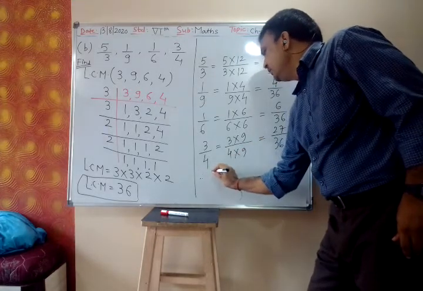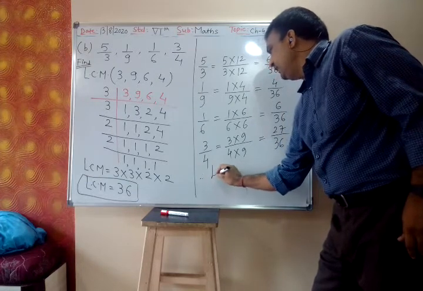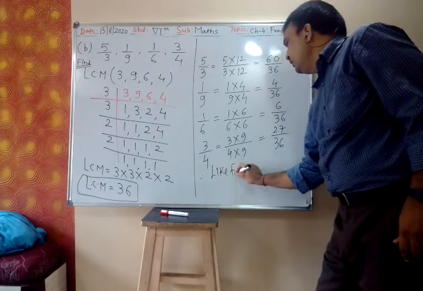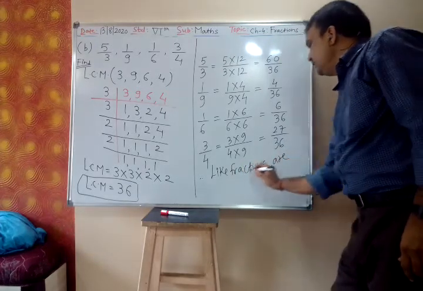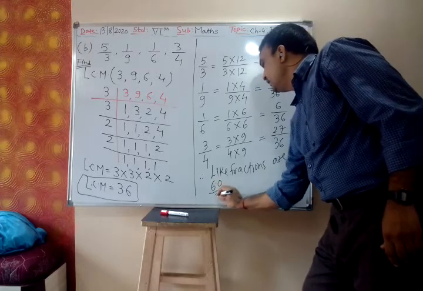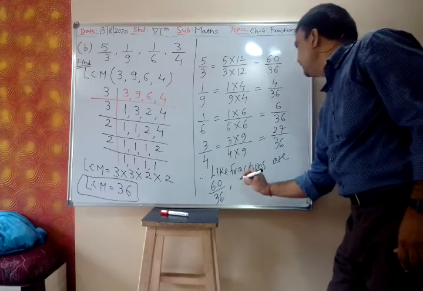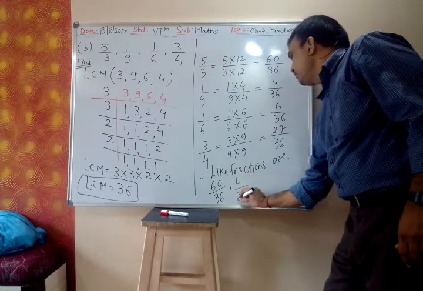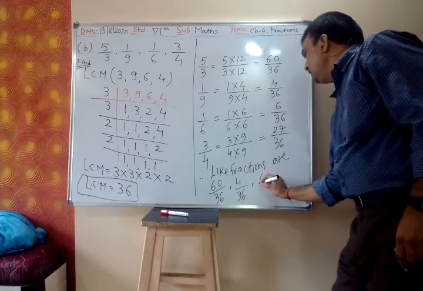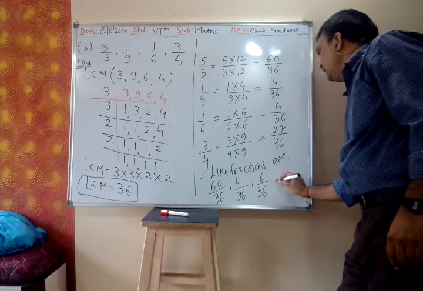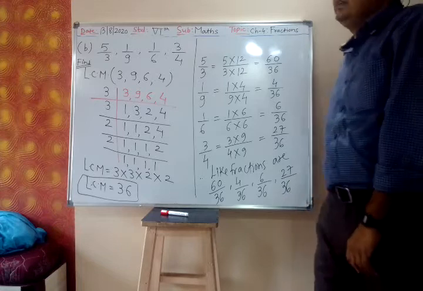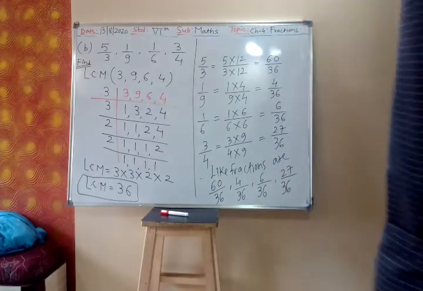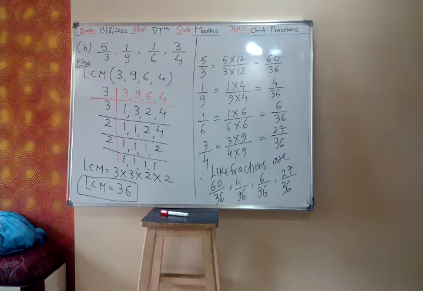So therefore, the like fractions are 60 upon 36, 4 upon 36, 6 upon 36, and 27 upon 36. And the concept of conversion into like fractions is an important concept. This is the most important.